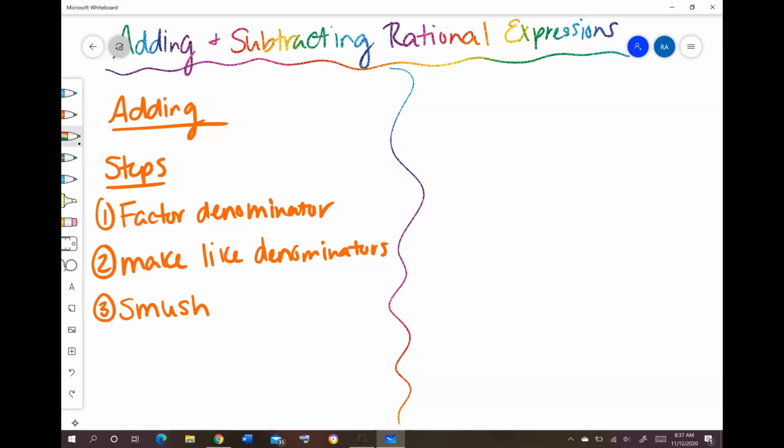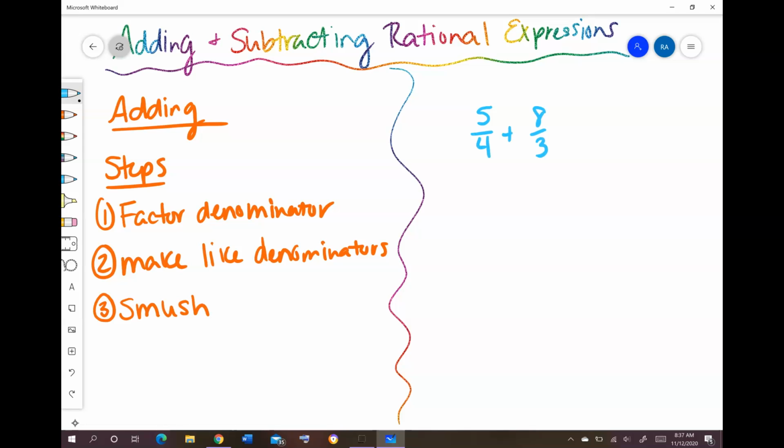In multiplying and dividing, the first step was to factor everything. Well, in adding, we're just going to factor the denominator, then make like denominators, and then smush what we have left over. I like to reflect back to when you first learned how to add and subtract fractions with no calculator. Let's make it 5 over 4 plus 8 over 3.